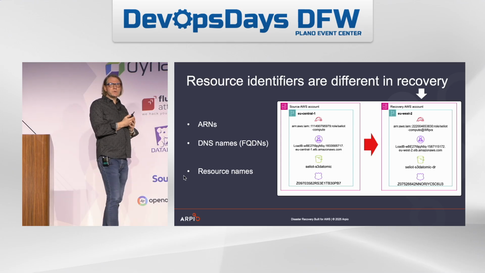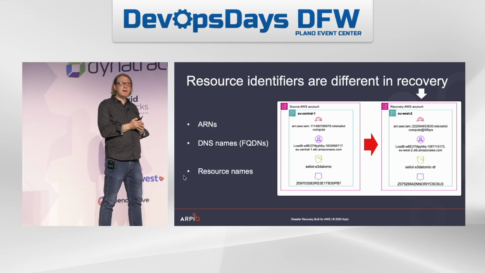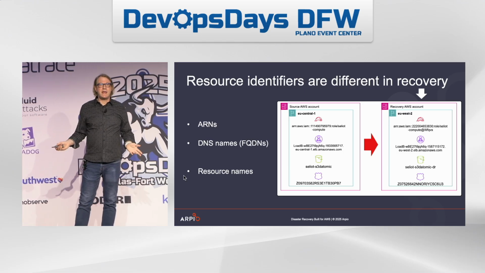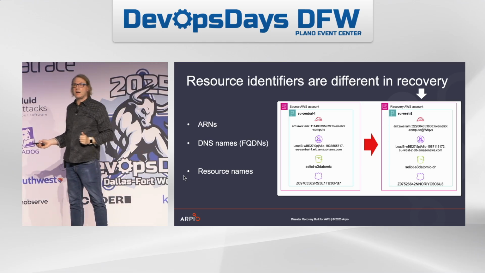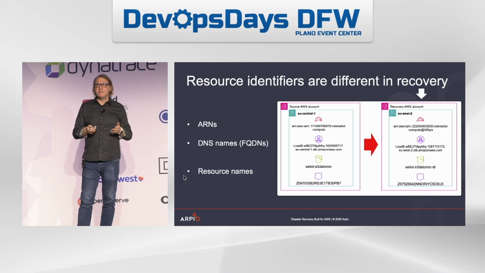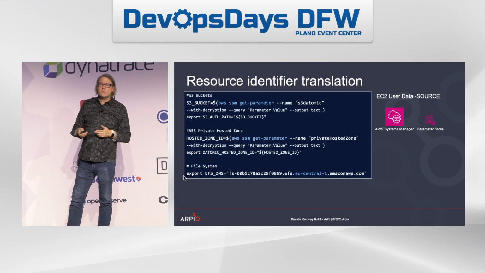And let's talk about resource identifiers in general. So I kind of alluded to this earlier. When you bring up a bunch of stuff on the recovery side, it's all going to have different names. There's an IAM role, a security role. It has a different ARN. There's a load balancer. It has a different endpoint. There's an S3 bucket and a hosted zone ID. They have different names. So there's ARNs, there's endpoints, there's names. They're all going to be different in the recovery environment. How does everything know to talk to each other? This is where translation comes in.